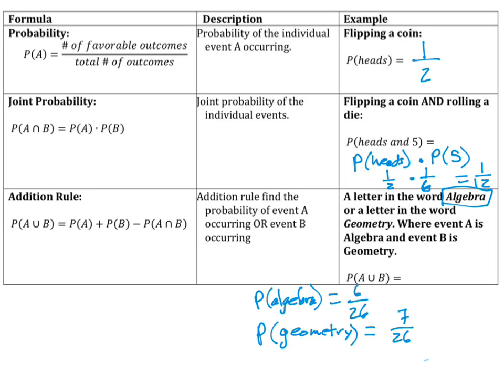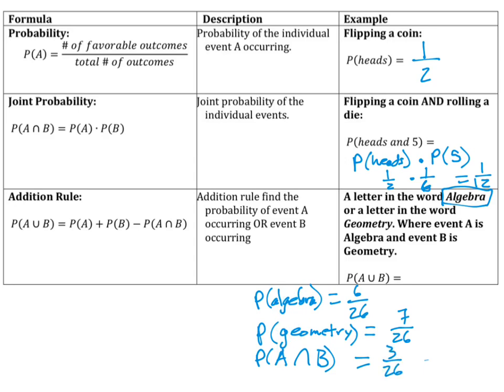Alright, you should have gotten 6 out of 26 for the probability of algebra, and for the probability of geometry, you should have gotten 7 out of 26. Again, the A's repeat, so you don't count those, and the E's repeat, so don't count the second one. We also need the probability of algebra and geometry, so A and B. So you'll look through your letters here and see how many are the same. We've got the G matching, E matching. Let's see what else. Oh, R's match. So we've got 3 letters out of the entire alphabet that match both.